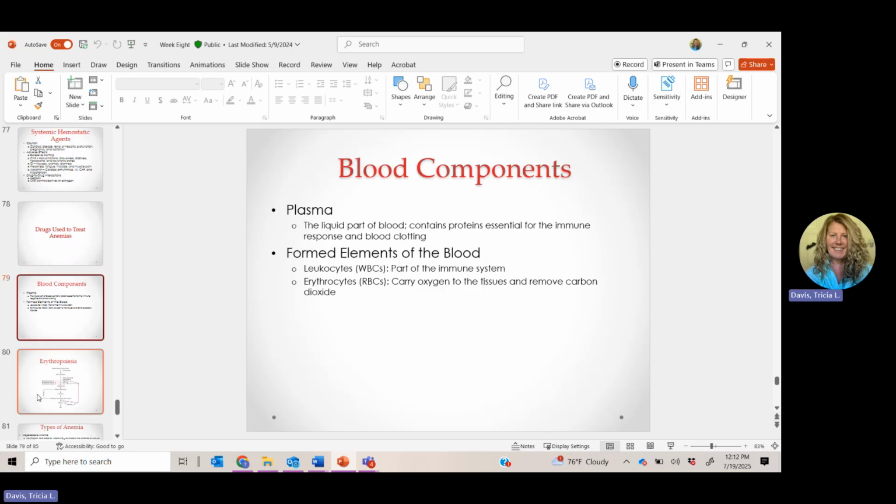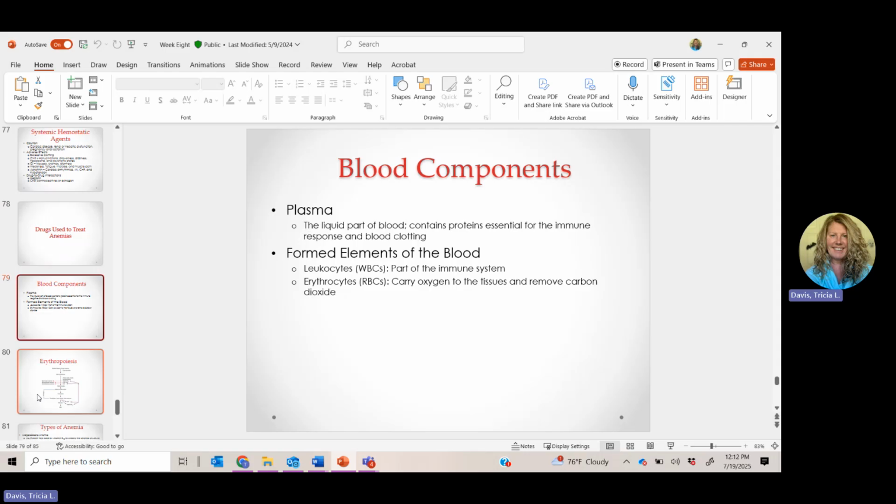All right, blood components. How do we treat anemia? Sometimes we give blood. When we think about what we actually give to treat anemia, we want to think first about what the components in our blood are. So what makes up our blood? We have plasma. Our plasma is really just that liquid part of our blood that holds all the proteins that we need to have a good immune response and to help our blood clot.